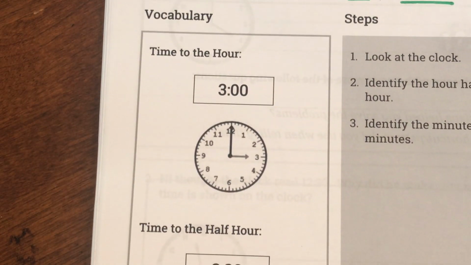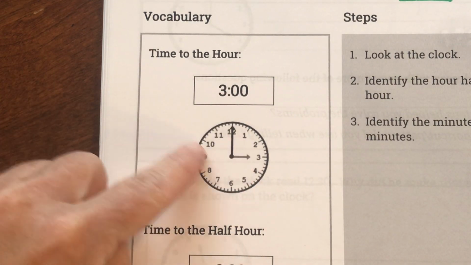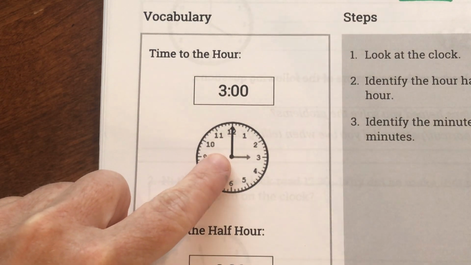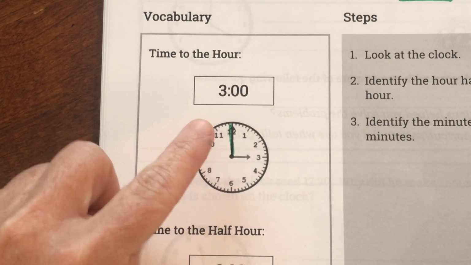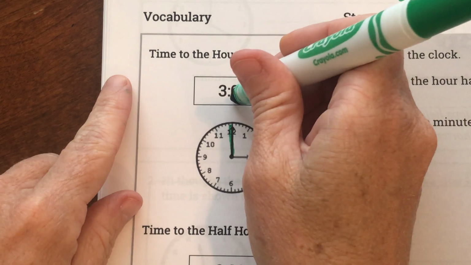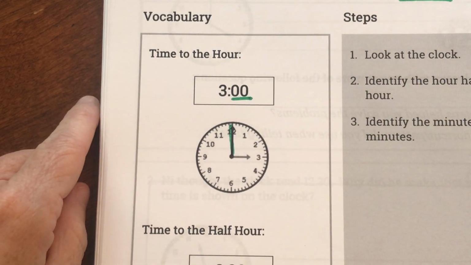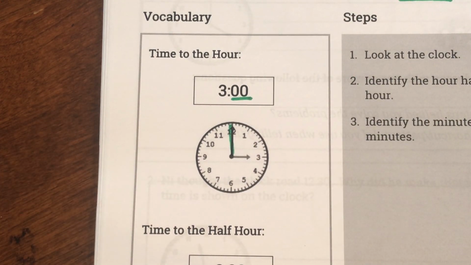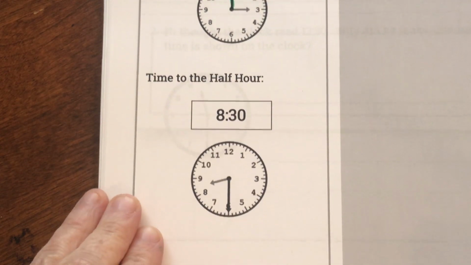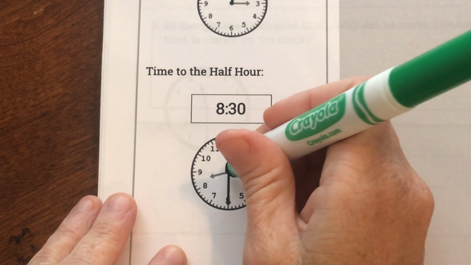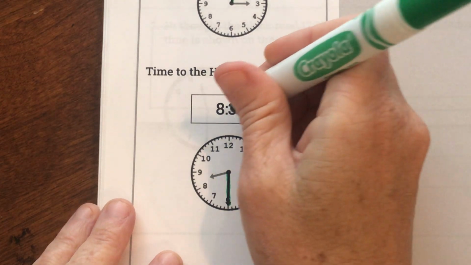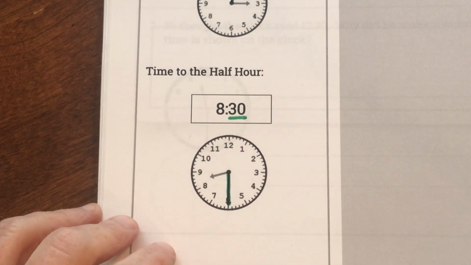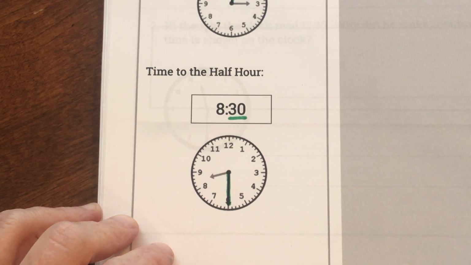So remember, in our vocabulary it tells us that when our minute hand is pointing to the 12, that's when it's telling time to the hour. And we show that by putting 2 zeros. Now, when we tell time to the half hour, our minute hand is going to be pointing to the 6. And we write that by writing 30, because 30 is half of 60, and 60 minutes are in an hour.